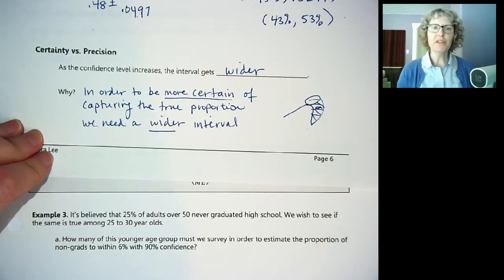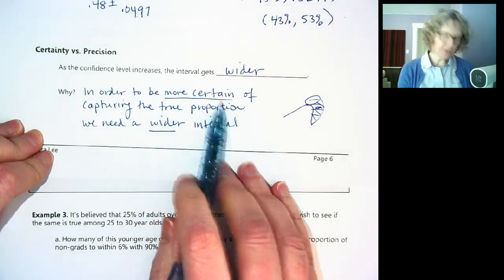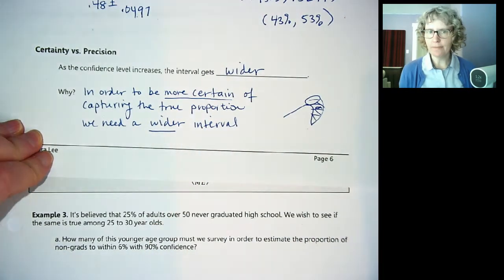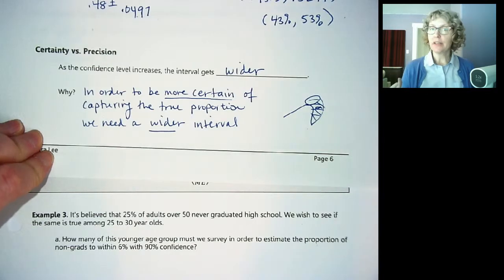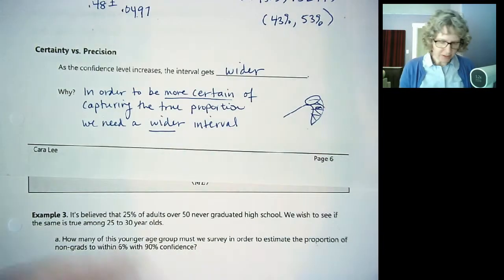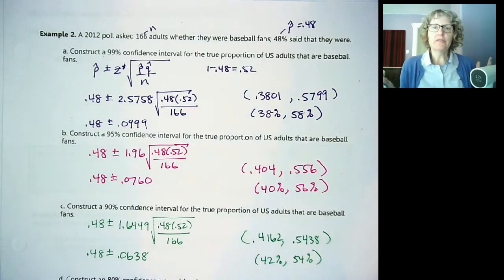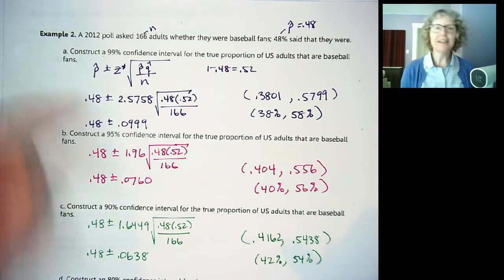Hi, in the last video we were talking about how, in order to be more certain of capturing the true proportion, like if you want a 99% confidence level, you have to make a wider interval. So that can seem problematic, right? Because if you want really high confidence, like 95 or 99%, then you're going to have to make a wider interval and you're going to have less precision. More certainty, less precision.